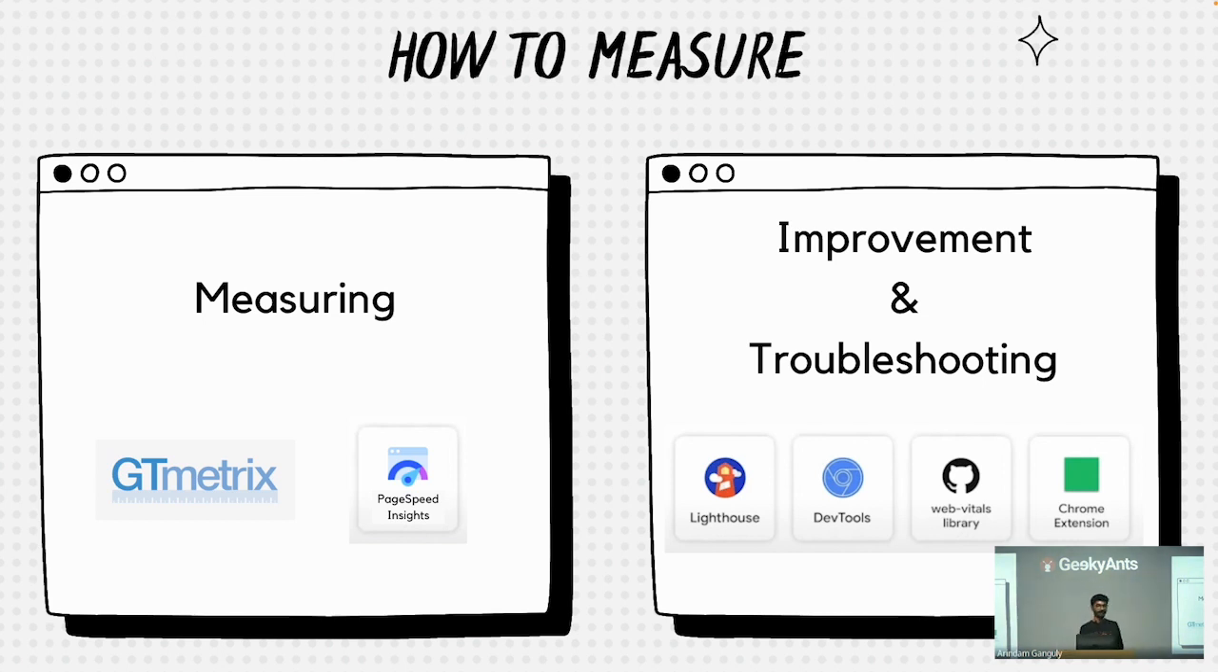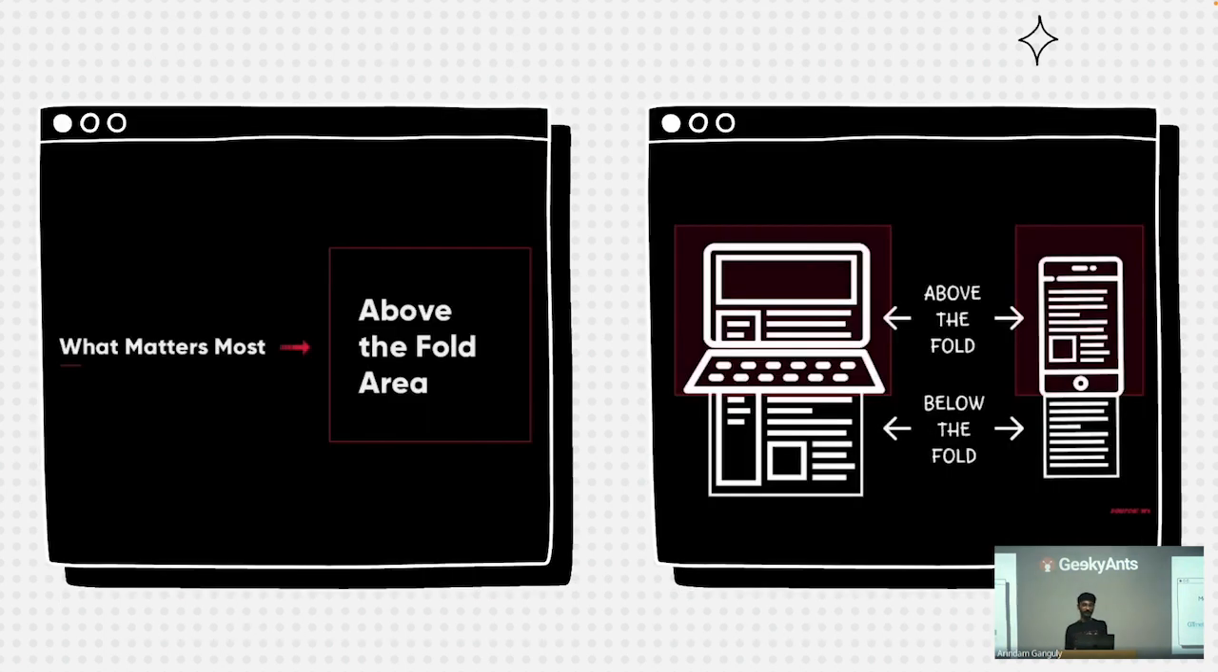PageSpeed Insights gets lab data from your Google Analytics, which your analytics collects depending upon user engagement over a last few fixed periods of time. So that is how to measure it.